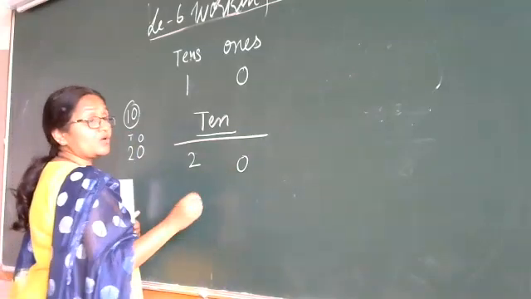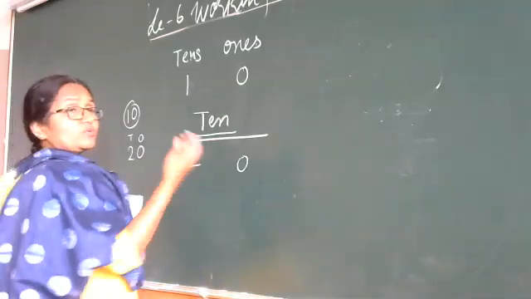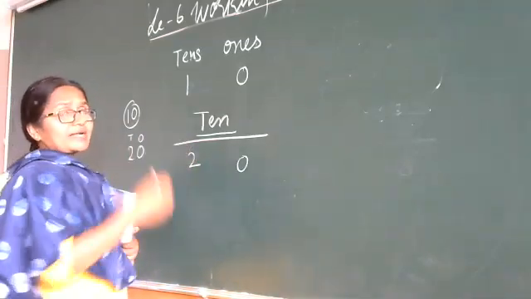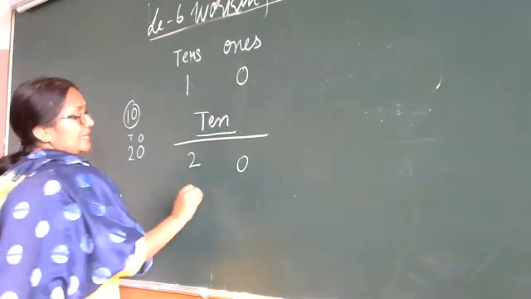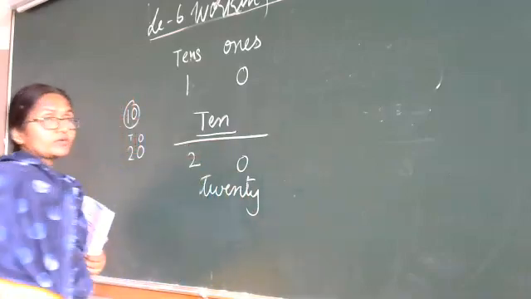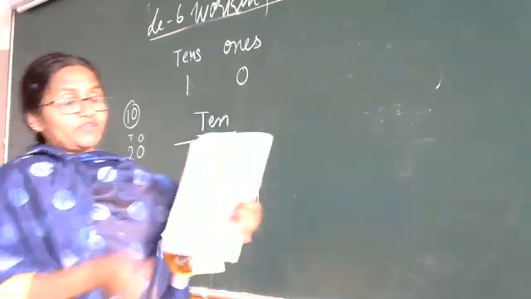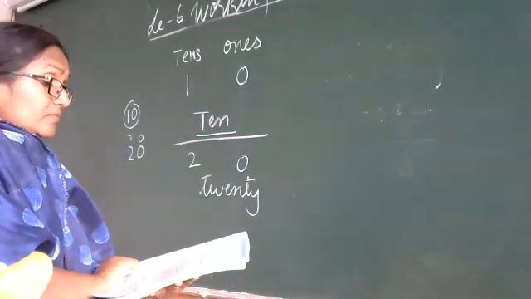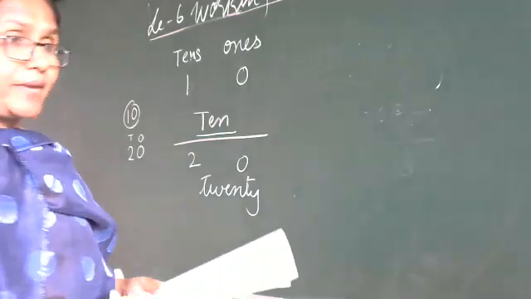So what is this number now? 2 and 0, what number becomes? 20. Okay, so that way it goes on 30, 40, 50. Here, just see the place values you can see here. Okay, now page 63.